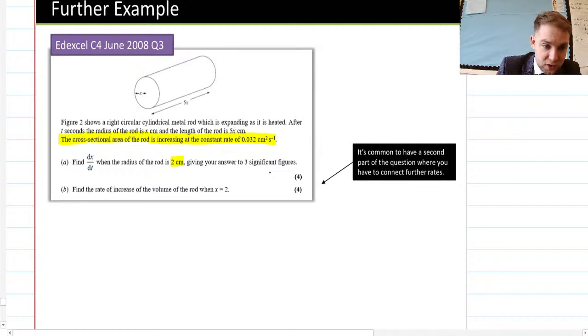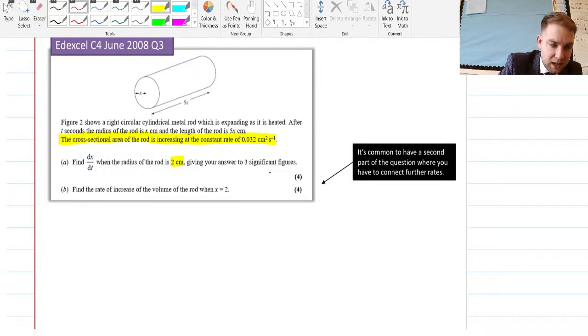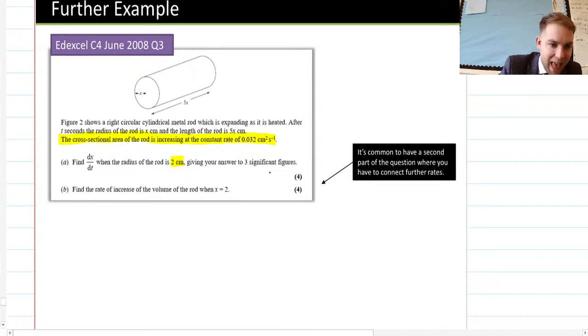The first thing, the bit that I've highlighted here, says that the cross-sectional area of the rod is increasing at a rate of 0.032. Now what that's telling us here is dA by dt, so it's only the cross-sectional area. So dA by dt is equal to 0.032. Now this is the area of the cross-section, just be careful, it's not the surface area.